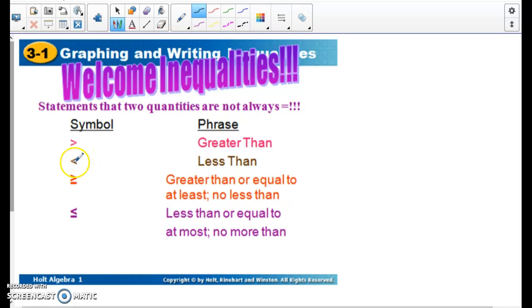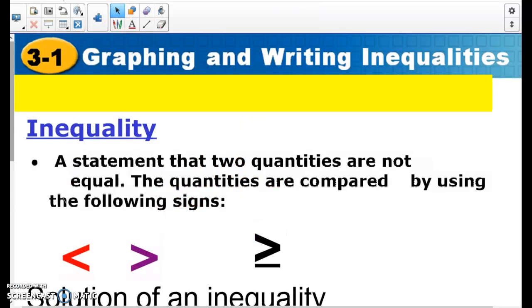I know some people are confused about which one it's going to be. So this is always going to be the greater than sign, opening to the left. And remember, this line underneath it means it is equal to, and that's important for today, especially when we are graphing.